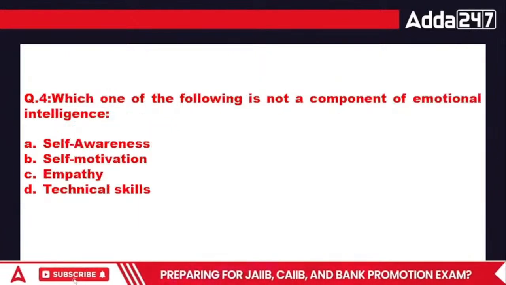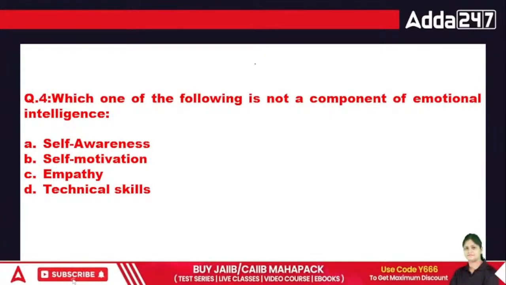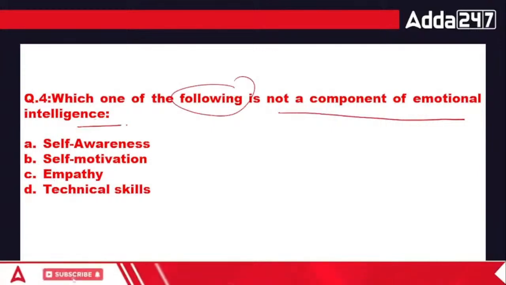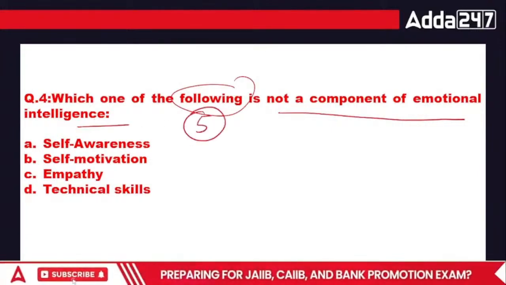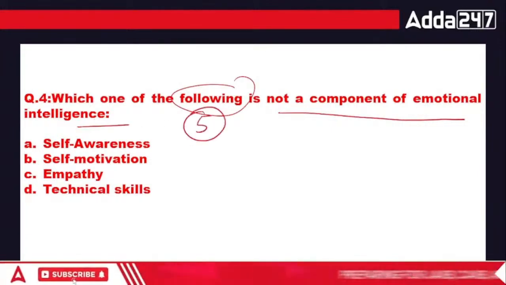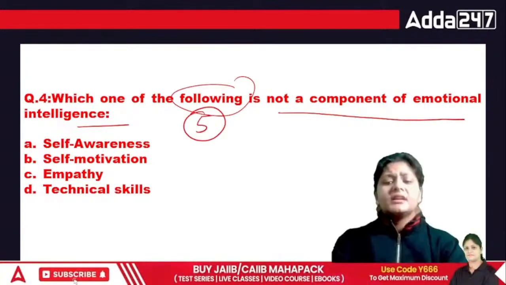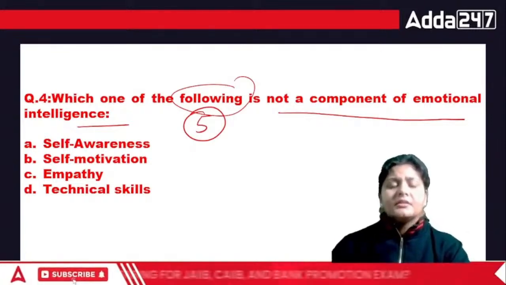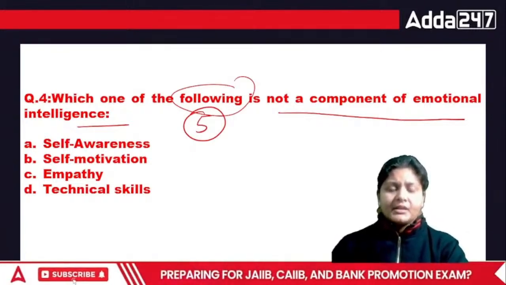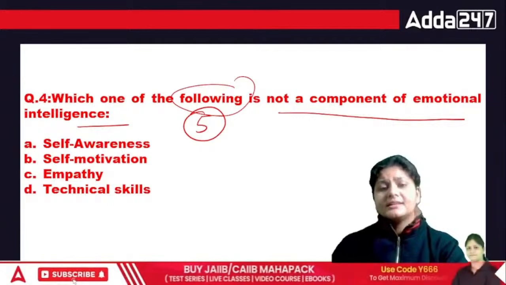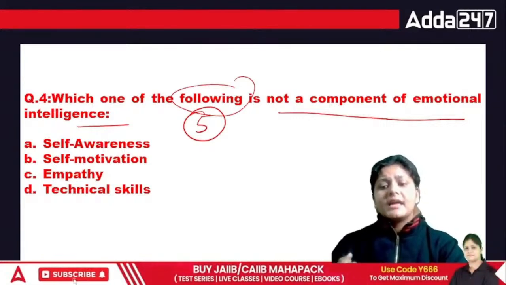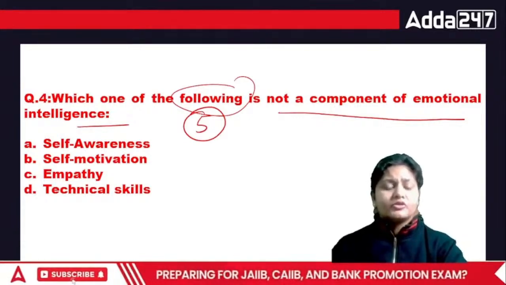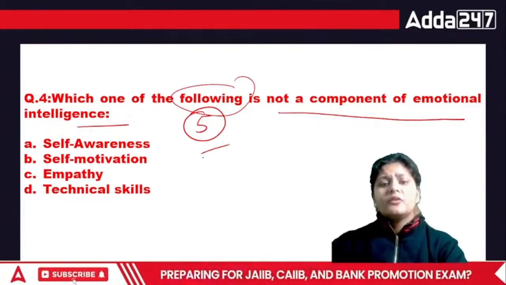Which one of the following is not a component of EI? See, EI has 5 components. Now what is EI? EI is basically to understand your emotion and to understand another person's emotion as well. So that is your capability, your ability to understand your emotion and to understand another person's emotion as well. So we have the 5 components here.